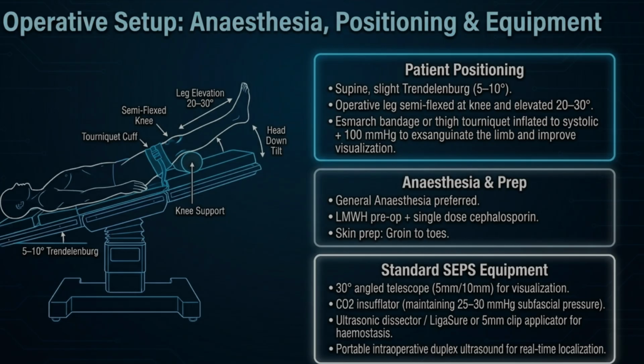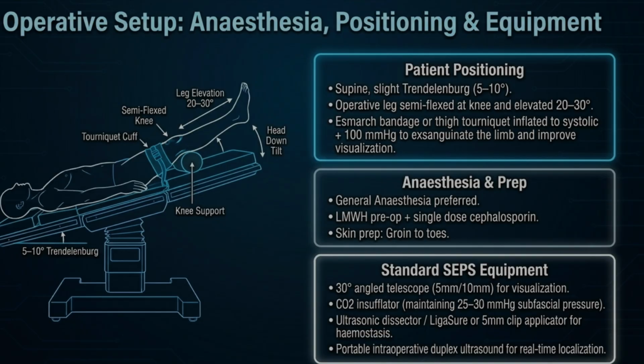Operative setup, anesthesia, positioning and the equipment. The patient positioning: supine, slight Trendelenburg, 5 to 10 degrees. The operative leg is semi-flexed at the knee and elevated to 20 to 30 degrees.